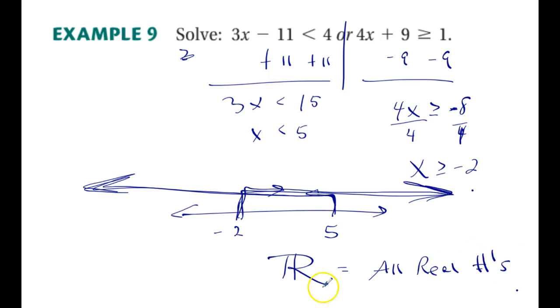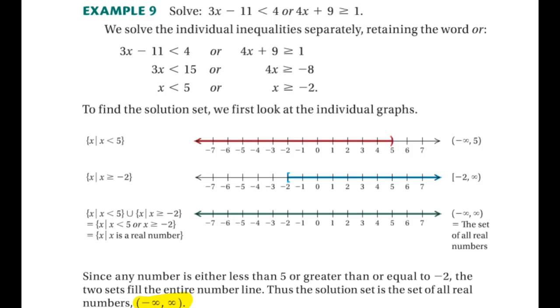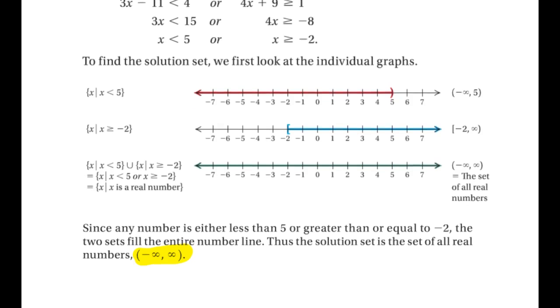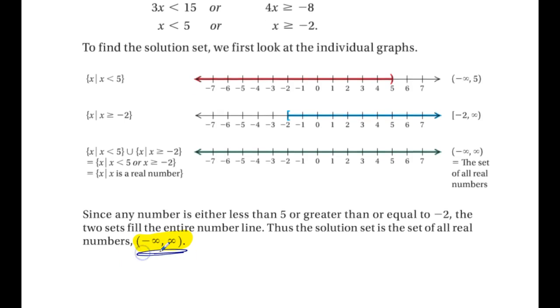And the symbol for all real numbers is like a paragraph sign, but you make it into an R. Another way to write all real numbers is everything from negative infinity, everywhere over there, all the way to positive infinity. So for interval notation, negative infinity to positive infinity.